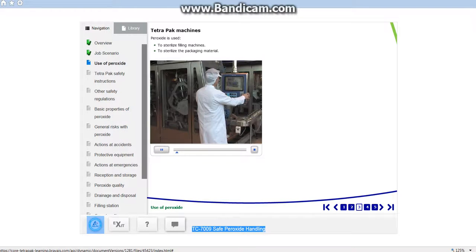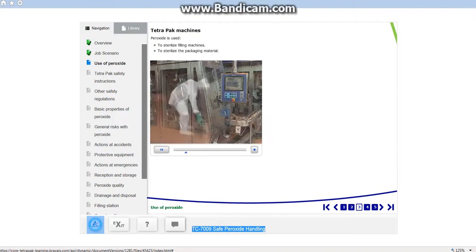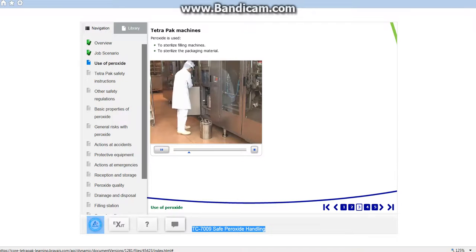Aseptic filling machines use peroxide to sterilize the packaging material and the part of the machine where filling, forming and sealing takes place. The peroxide is kept in containers that should be changed according to the operation manual.